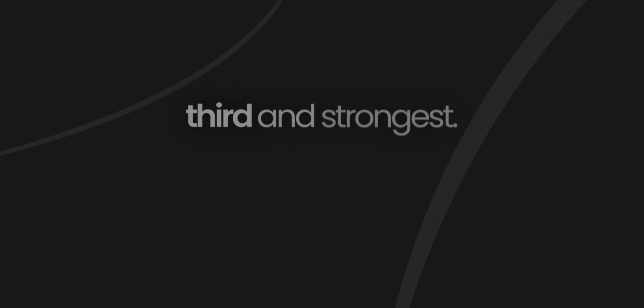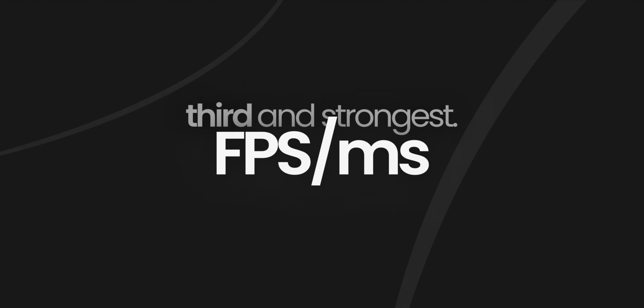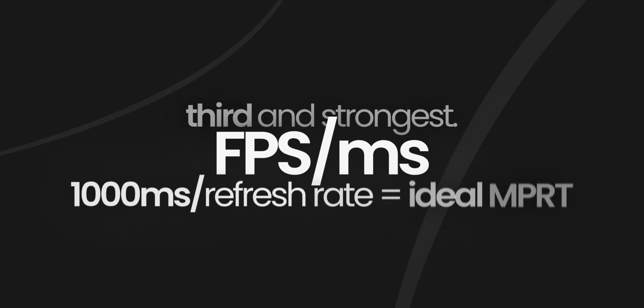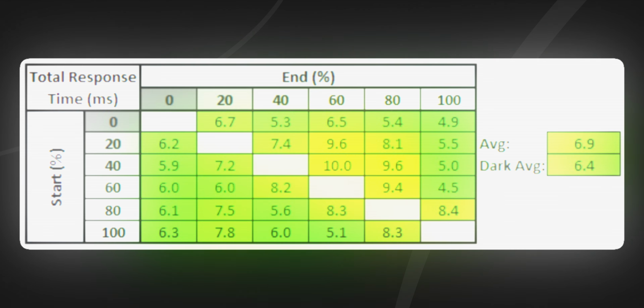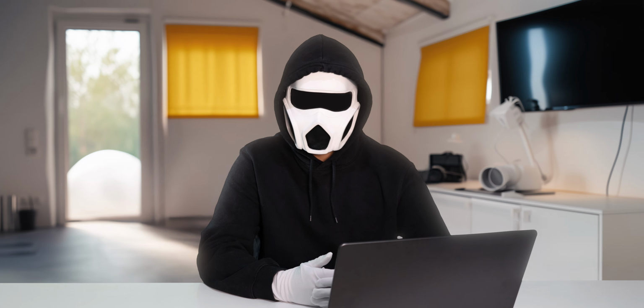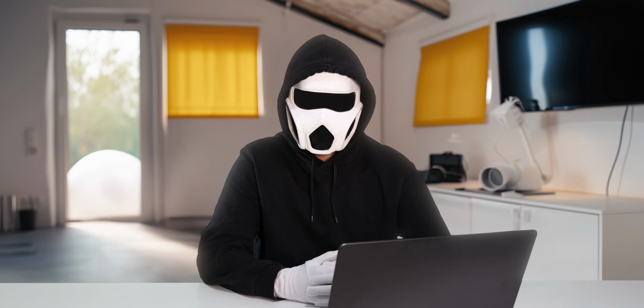This brings us to the third and strongest proof: the FPS to millisecond relationship. 1 second is 1000 milliseconds. If you divide 1000 by your monitor's refresh rate, you find the ideal MPRT value that needs to be reached. For example, for a 165 Hz monitor, the ideal MPRT value is approximately 6.06 milliseconds. However, many monitors on the market cannot fully provide even this value. To obtain a genuine 1 millisecond MPRT, you theoretically need a 1000 Hz monitor. So the 1 millisecond tag you see on the market today practically does not reflect reality most of the time.